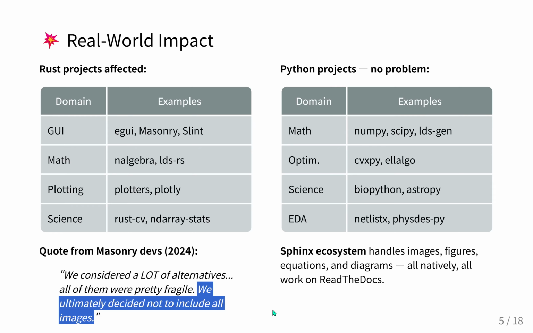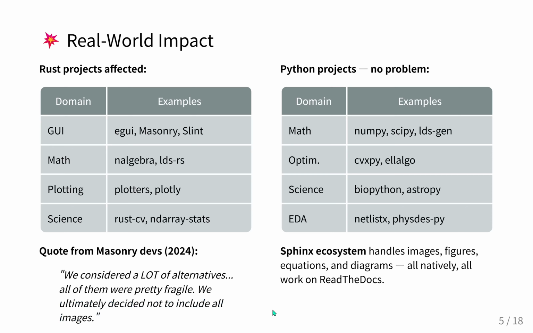And it creates a ripple effect across massive domains in Rust. Libraries like eGui and Slint, math ecosystems like Nalgebra, plotting tools like Plotters, and computer vision libraries like RustCV. They're all struggling to show users what their code actually produces. Exactly. Without native asset bundling, developers are forced to engineer their own workarounds, which introduces deep technical debt.